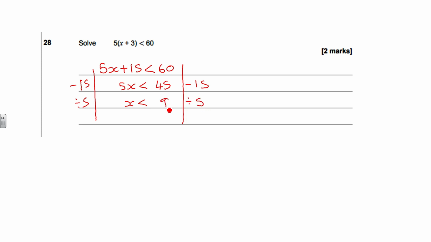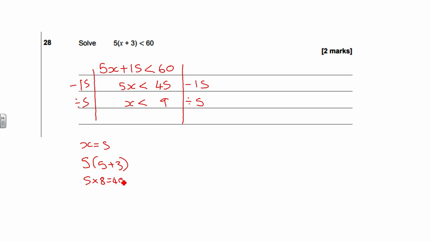Always worth checking once you've got the answer. Pick a number less than 9. So let's say x is 5. Then put it into the problem. 5 brackets 5 plus 3. What is that? That's 5 times 8, which is 40. So if x is less than 9, we get 40 there, which is less than 60.